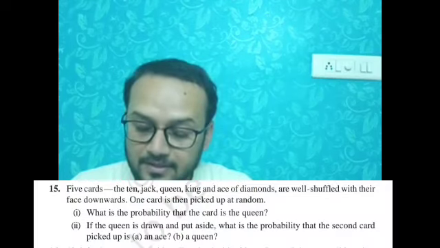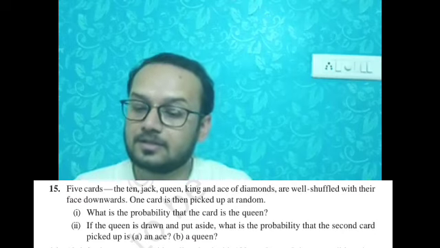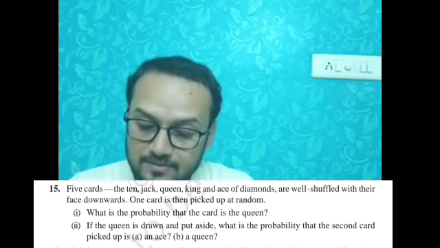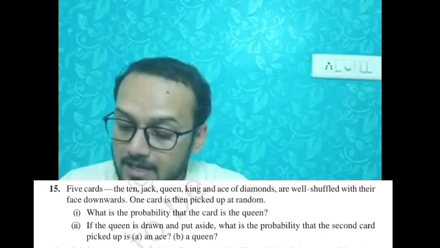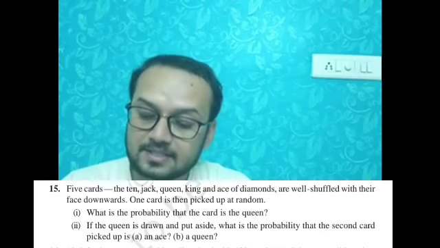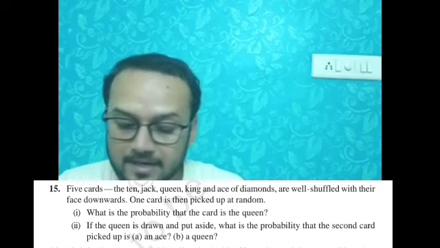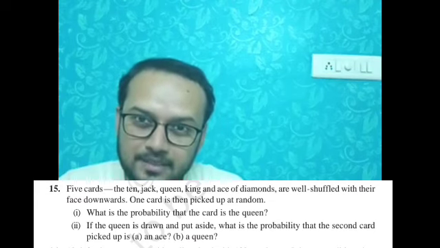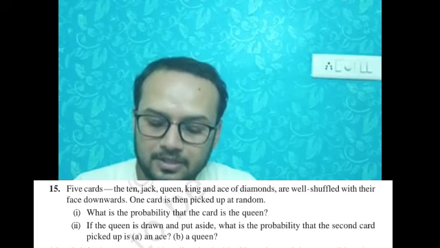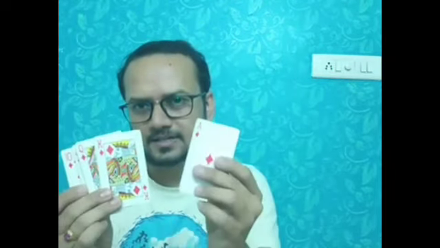Question number 15. It is 5 cards. The 10, Jack, Queen, King and an Ace of diamonds are well shuffled with their face downwards. And one card is picked up randomly and we have to get the probability for the given questions. Here we have to take 5 cards and they are 10, Jack, Queen, King and Ace of diamond. These are the 5 cards.